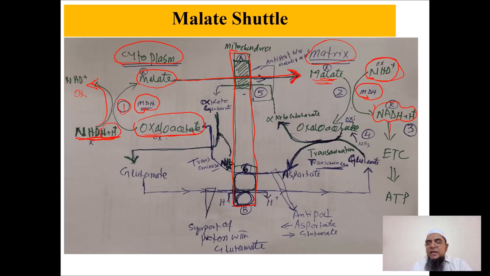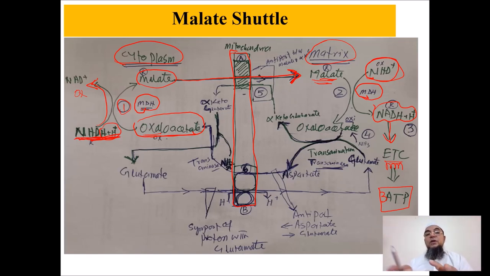And this NADH, as per our rule, will enter into the electron transport chain, and in the electron transport chain it will give us ATP. And we know that one NADH molecule with the 2-hydrogen electron will enter into the electron transport chain, and when they move in the electron transport chain, it will give us 3 ATP. Clear? This mechanism is done.